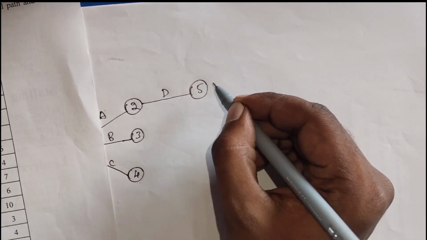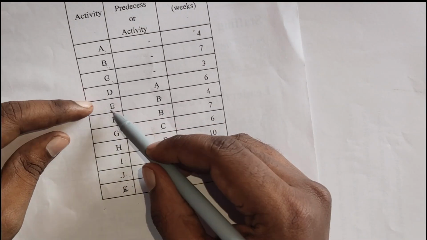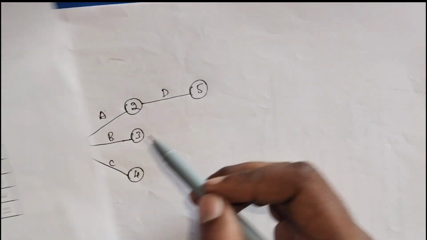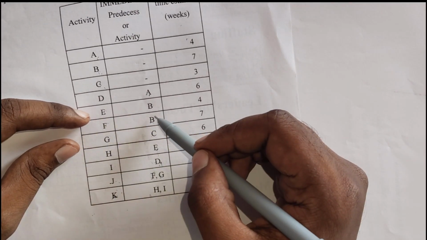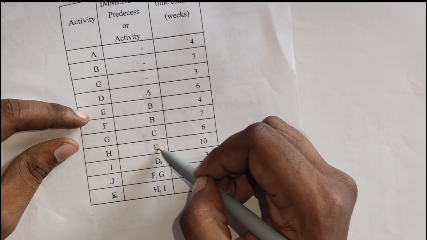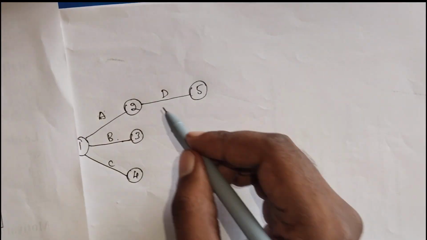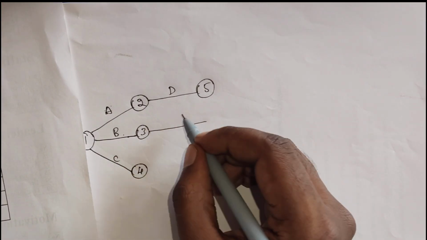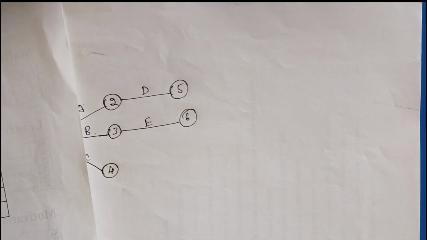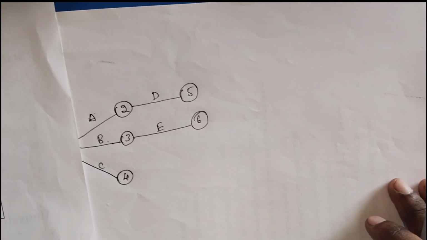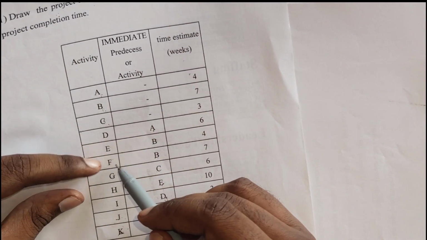Next is node 5, and the next activity is E. E derives from B. Again, we take a look at the predecessors. E ends up alone, so there is no problem. Just draw E, and it becomes node 6. Done.